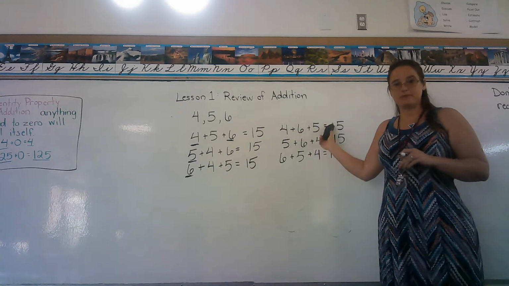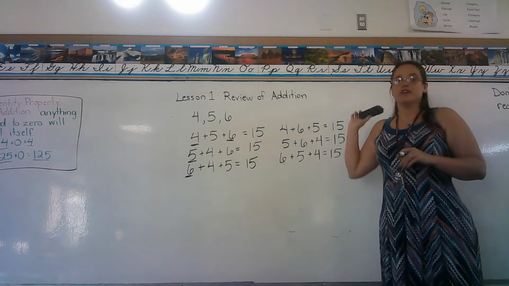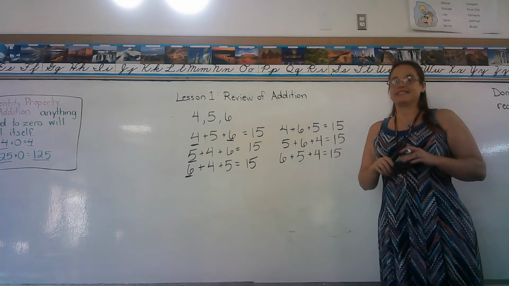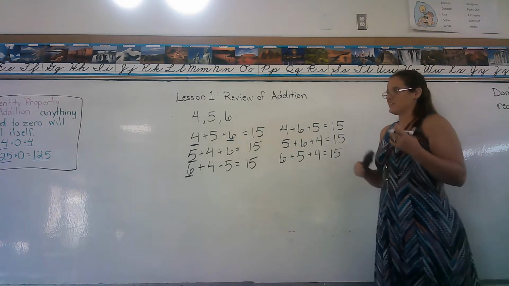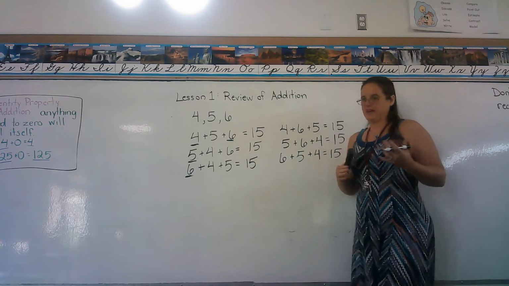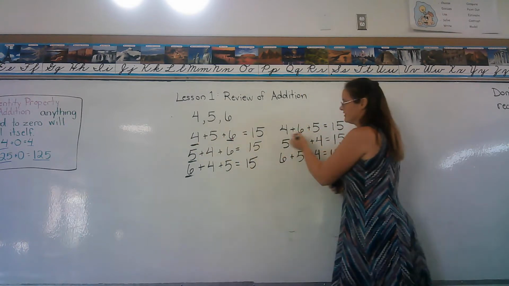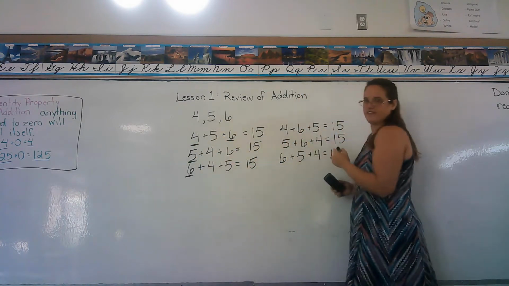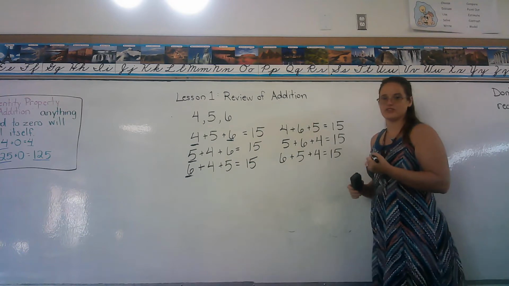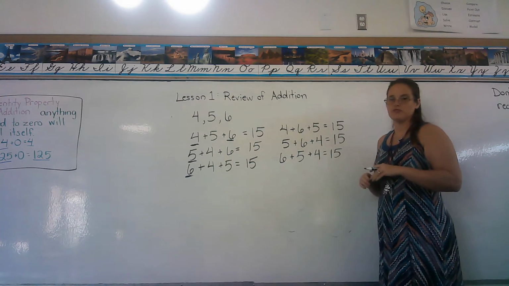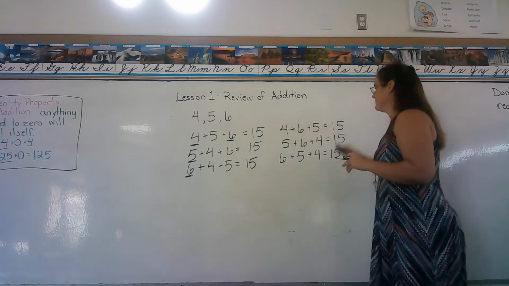You're going to see problems like this on your homework today, so make sure that when you do it, you have 6 different ways. And it's a good idea to be organized about it, to do 4 and 4, 5 and 5, 6 and 6 as your starting numbers. That'll help you make sure you get them all. Okay?